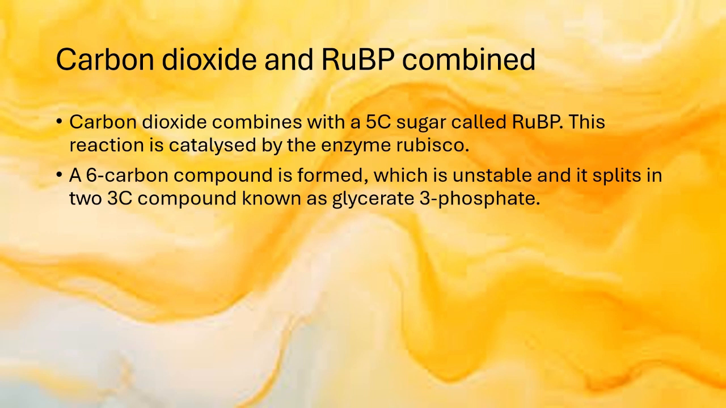So carbon dioxide and RuBP are combined. Carbon dioxide combines with the 5-carbon compound, which is RuBP, and this reaction is catalyzed by an enzyme called rubisco. A 6-carbon compound is formed, which is unstable, and it splits into 2 3-carbon compounds known as glycerate 3-phosphate.